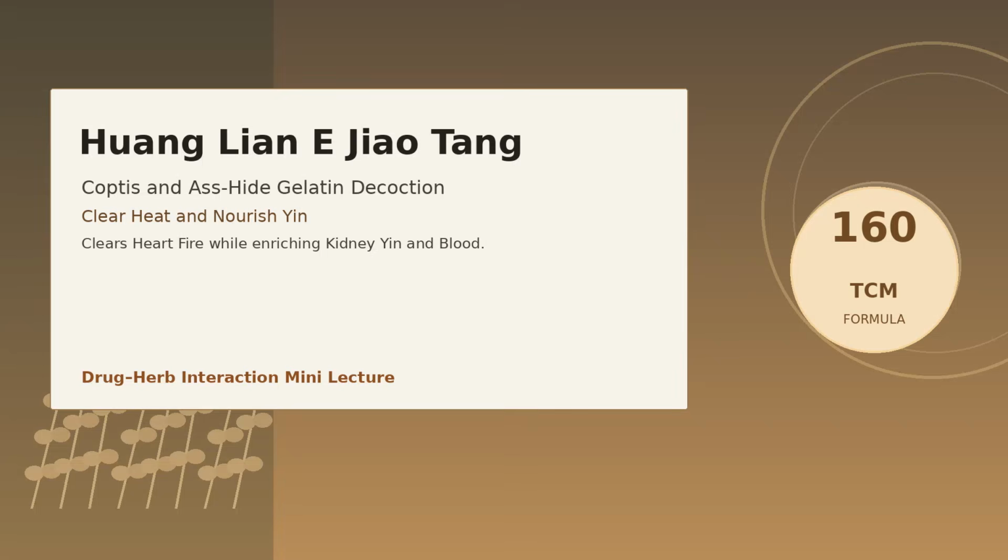Huang Lian Jiao Tang, commonly translated as Coptis and Donkey-Hide Gelatin Decoction, is a classical traditional Chinese medicine formula in the category clear heat and nourish yin. Its core action is to clear heart fire while enriching kidney yin and blood. The pattern framework is Xia yin heat from yin deficiency with heart-kidney disharmony.